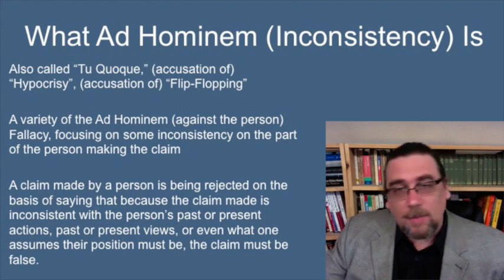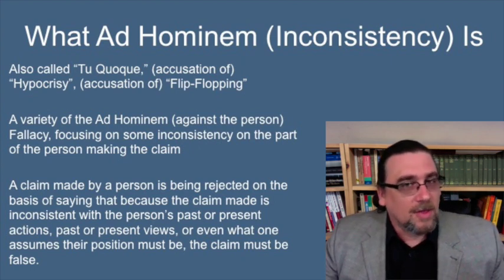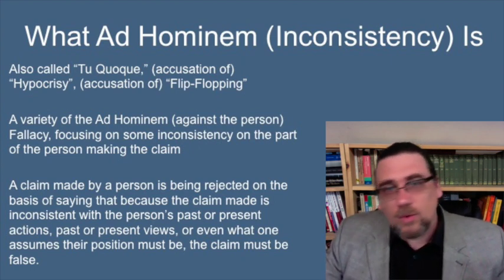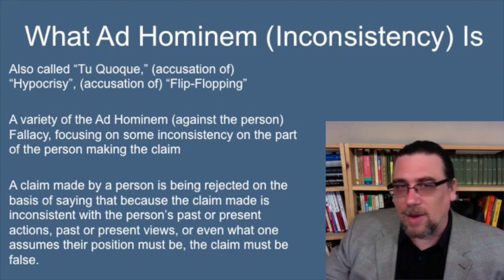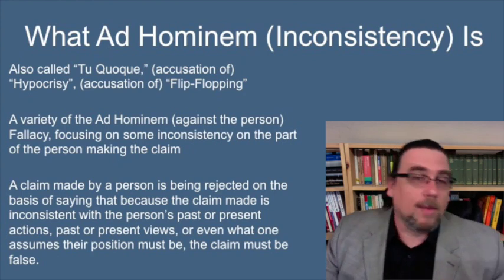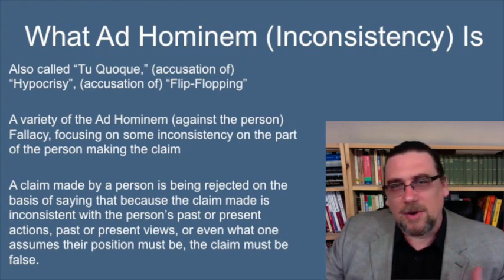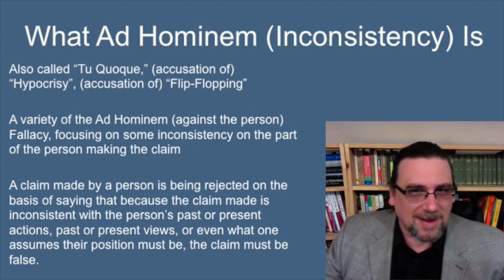So, what is this particular version of the ad hominem fallacy? Now, it has a couple different names. Sometimes it's called the tu quoque argument, although that is sometimes also used for the two wrongs make a right, which we'll talk about as sometimes getting confused with this. Sometimes it can be called an accusation of hypocrisy, or a very popular term in politics these days is flip-flopping.